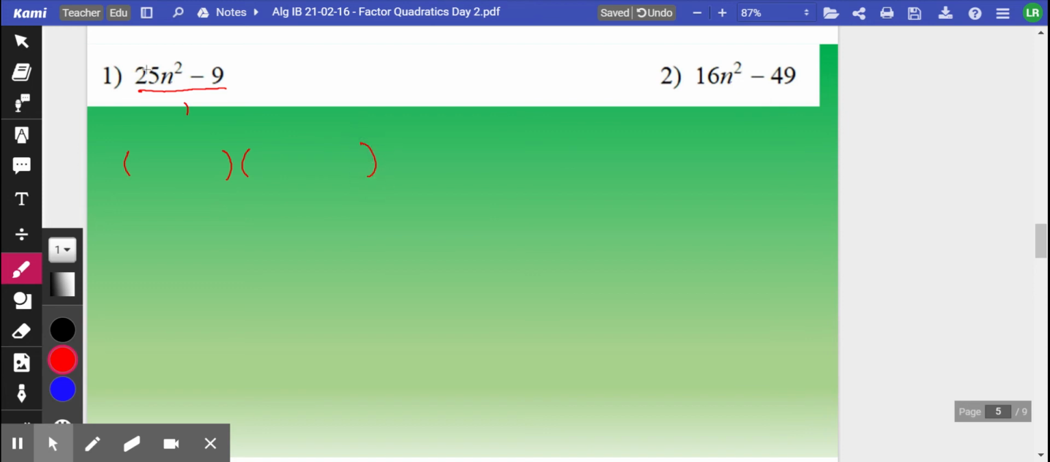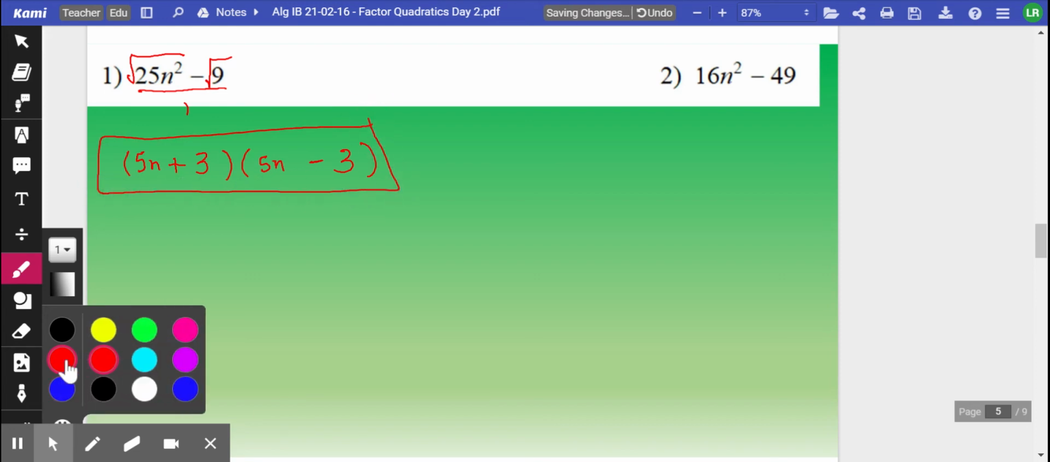Okay, and I'm going to do this. One of these is going to be a plus sign. One of these is going to be a minus sign. For the first number, I'm going to square root it. So square root of 25n squared is 5n. So I start both of them with the 5n. Square root of 9 is 3. So I end them with a 3. As 1 plus 3, 1 minus 3. And that's it. I have it factored.